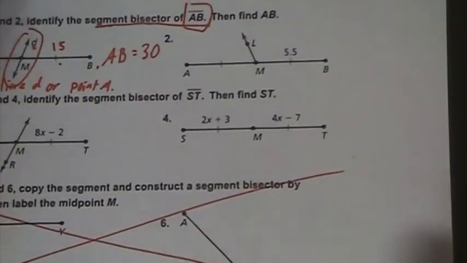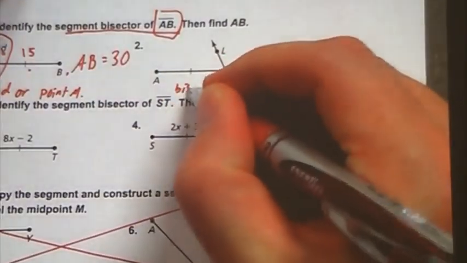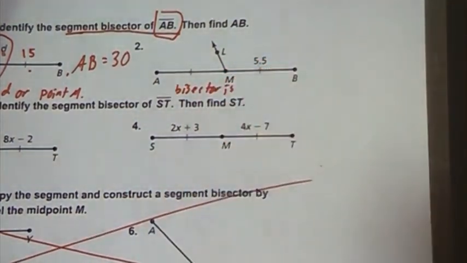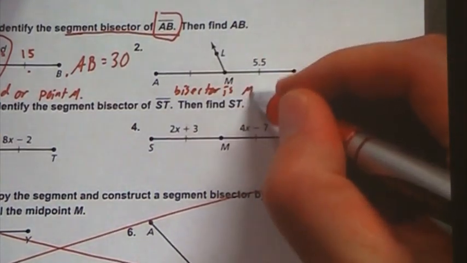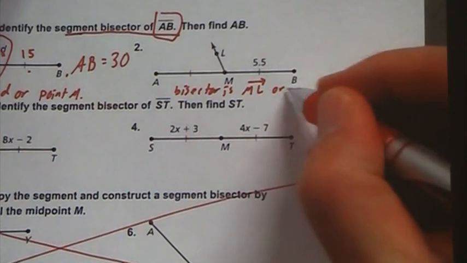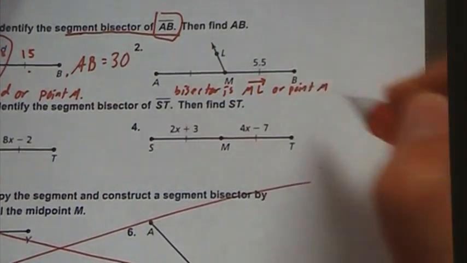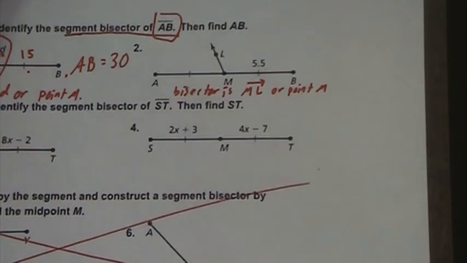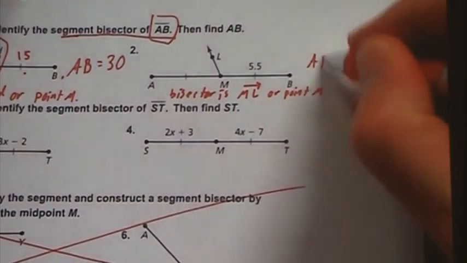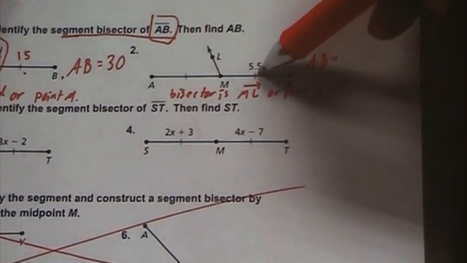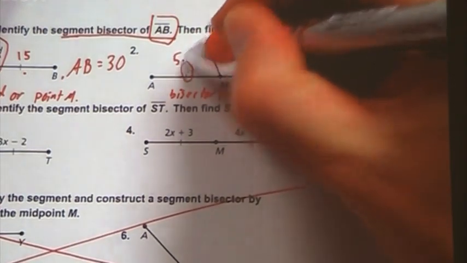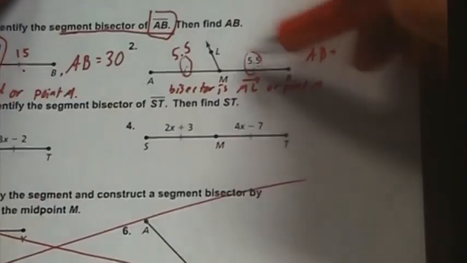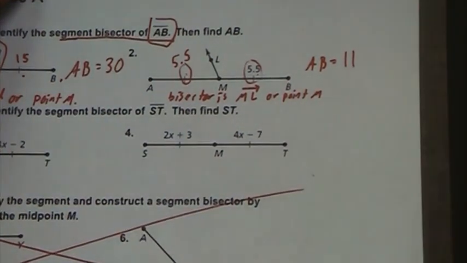Number 2. Find the segment bisector first. So we put bisector is, again, we could put point M, or we could put ray ML. And AB would equal, let's see if this half, remember we got those congruent markings, so these guys are going to be the same. So that means this guy's 5.5 also. 5.5 and 5.5 make 11. Bop, done.